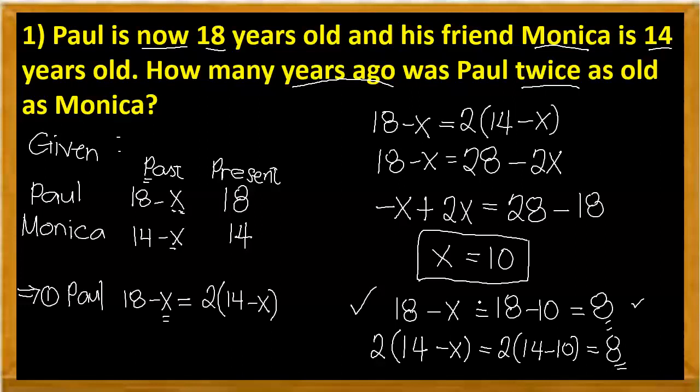So therefore, okay, yung years ago na tanong dito sa question natin was 10 years ago. So 10 years ago, the age of Paul was twice as the age of Monica. Okay, so therefore, ang sagot natin ay 10. So let's proceed with our second problem.